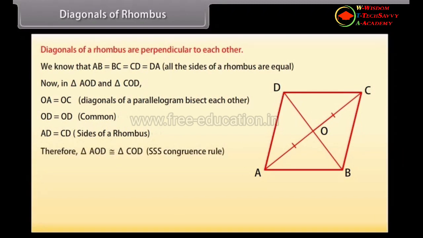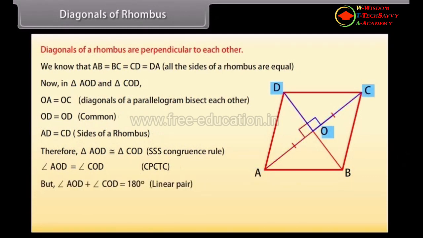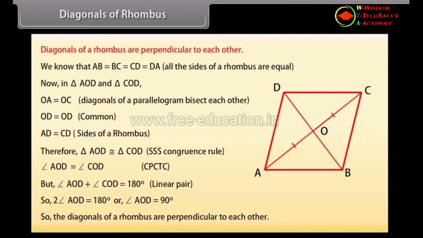AD is equal to CD, sides of a rhombus. Therefore, by using SSS congruence rule, triangle AOD is congruent to triangle COD. This gives angle AOD is equal to angle COD because corresponding parts of congruent triangles are congruent. But angle AOD plus angle COD is 180 degrees because these are linear pair angles. So, 2 angle AOD is equal to 180 degrees, or angle AOD is equal to 90 degrees. So, the diagonals of a rhombus are perpendicular to each other.